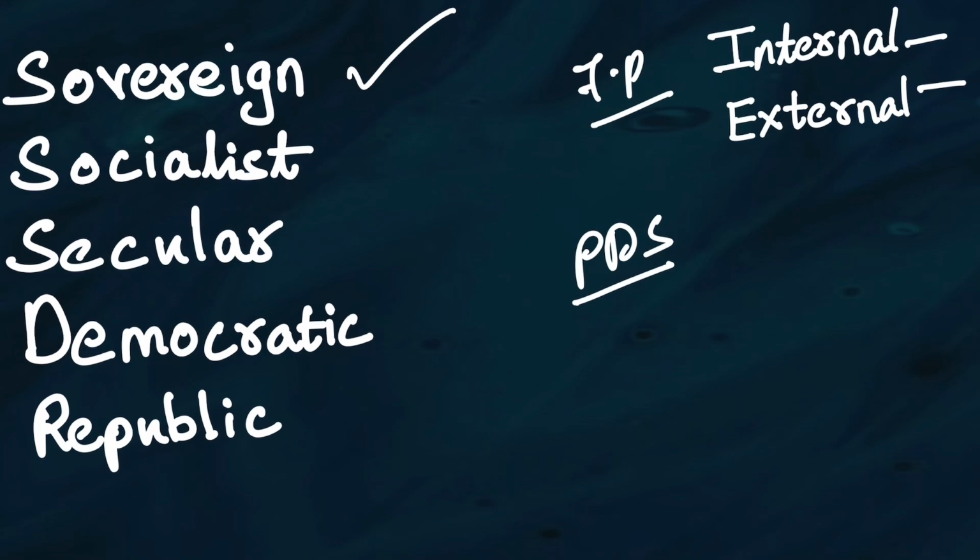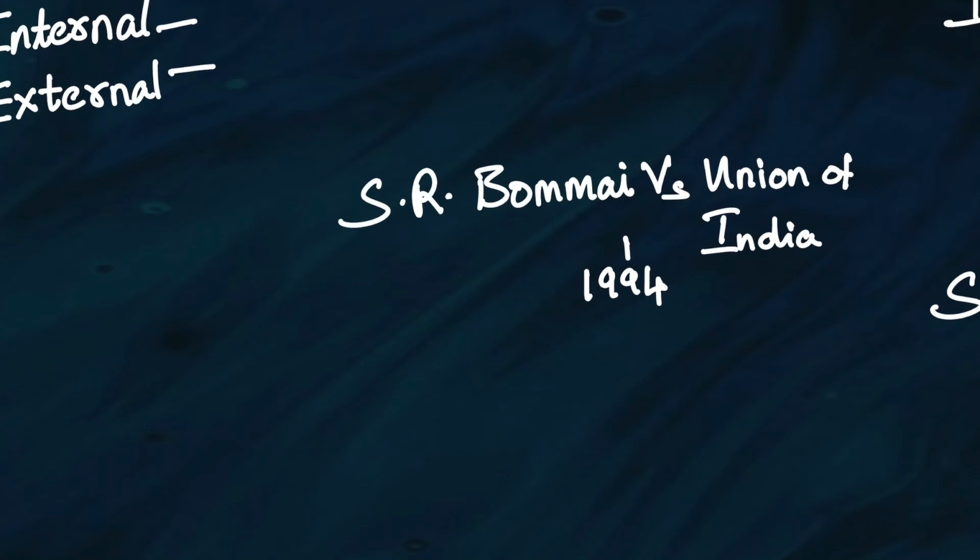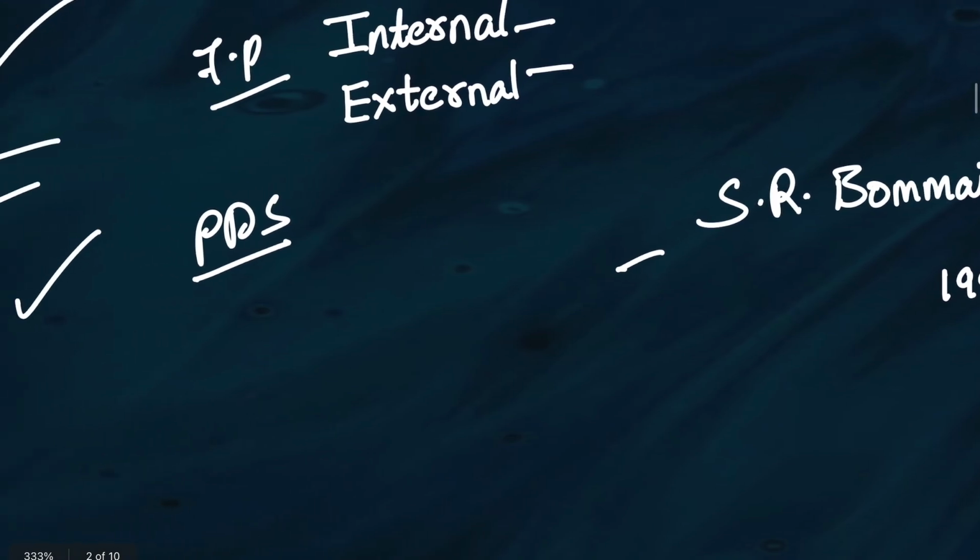The next is secular. India does not favor any religion and treats all religions equally. This means the state does not have an official religion and ensures freedom of religion for every citizen. For example, the Indian judiciary has often upheld secular values, as seen in cases like SR Bommai versus Union of India, 1994, where the Supreme Court emphasized the importance of secularism in governance.